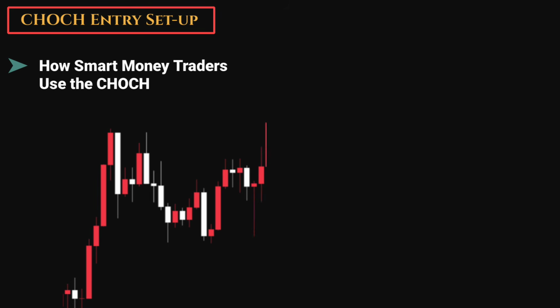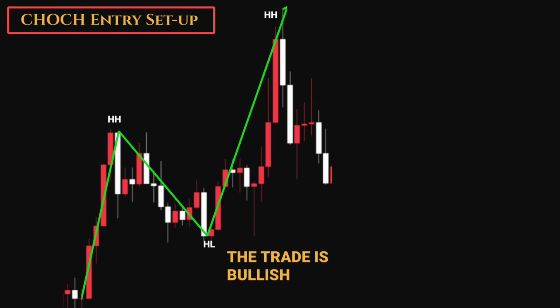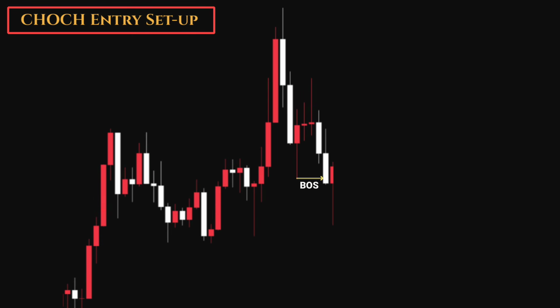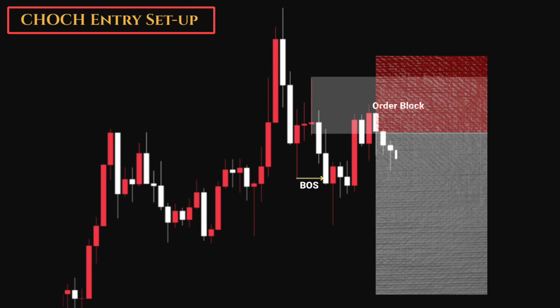Full change of character entry setup. Here's how a smart money trader uses change of character. Identify the current trend. Watch for a break of structure against that trend. This is the change of character. First, mark the order block or fair value gap. Second, wait for price to return to that zone. Third, look for confirmation like a liquidity sweep or internal BOS. Fourth, enter with proper stop loss and R to R targeting.